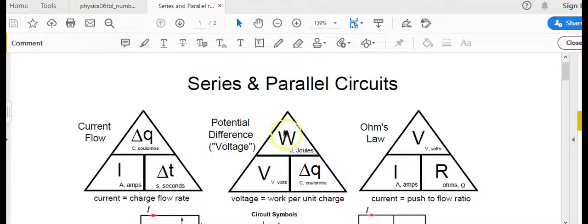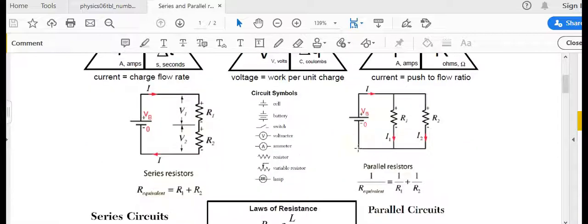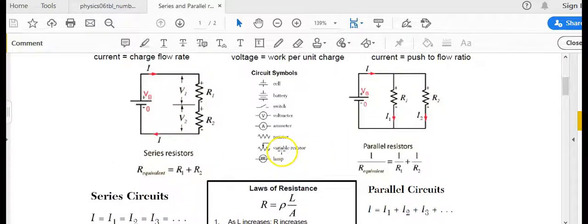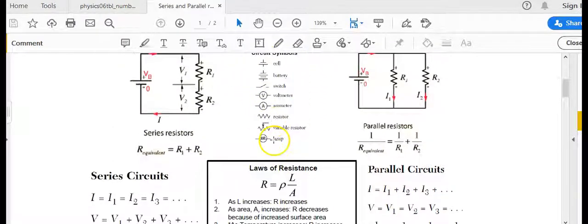The potential difference is the work done per unit charge. That's the push. That's how the battery can push through the resistance. And then finally we have a relationship, the Ohm's law relationship, where the current is the V to R ratio. Let's scroll down a little more, and here we have the comparison of the 2 kinds of circuits. On the left I have the series circuit. On the right I have the parallel circuit. In between I have the circuit symbols extracted directly from the physics reference tables.